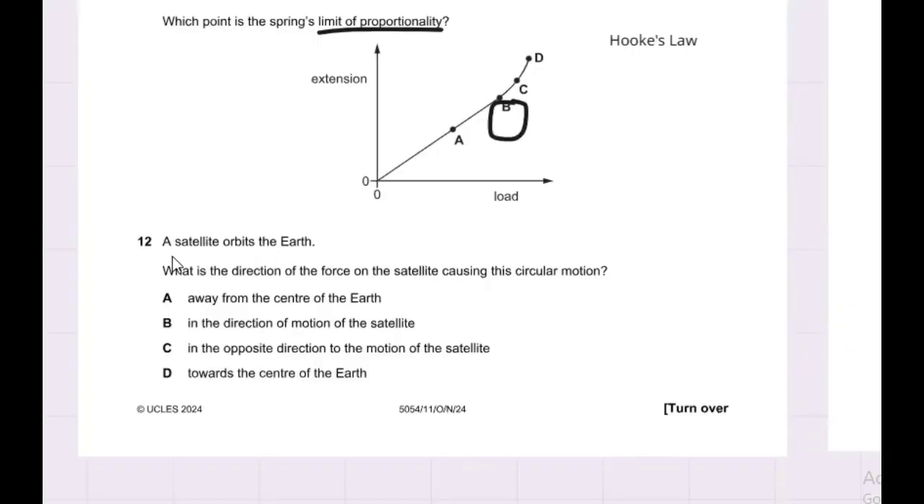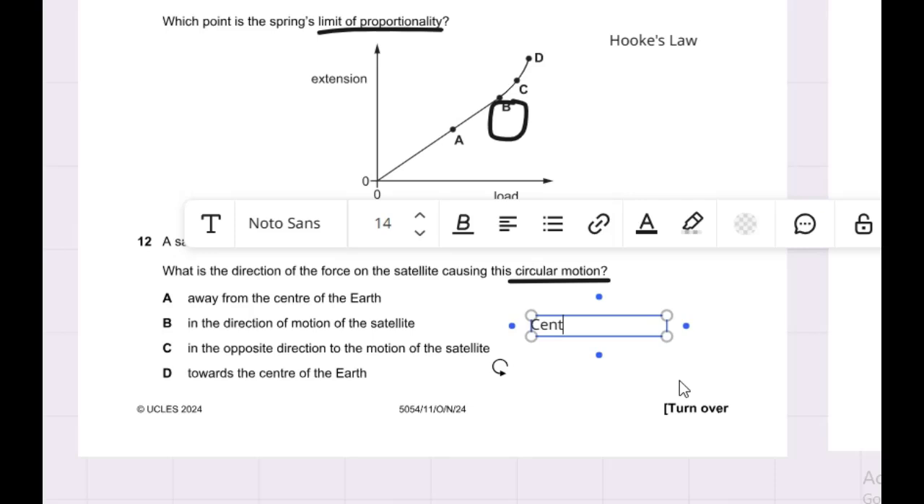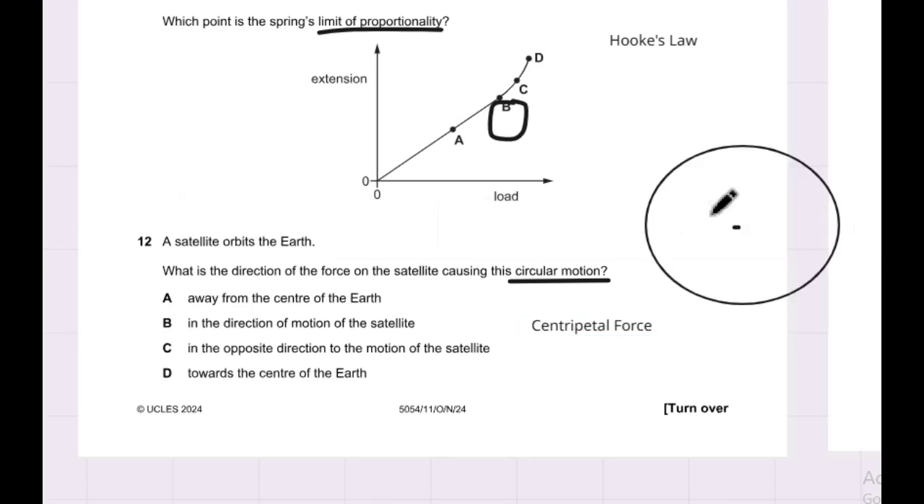Question 12. A satellite orbits the Earth. What is the direction of the force on the satellite causing this circular motion? Now, when a satellite is orbiting the Earth, the force is centripetal force and it is acting towards the center of the Earth. Therefore, option D is correct.